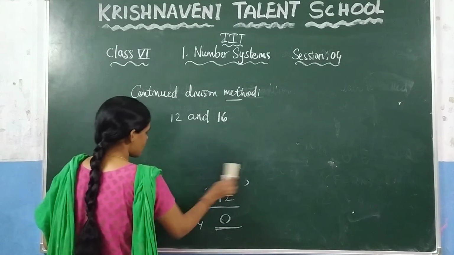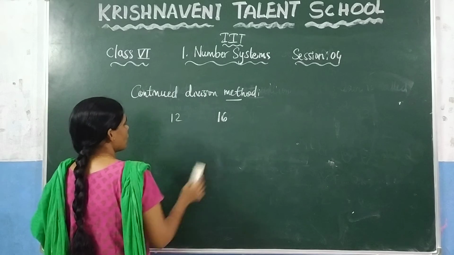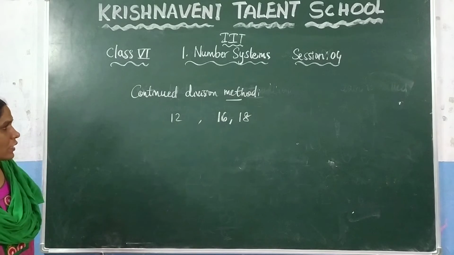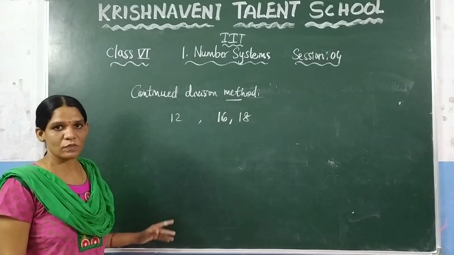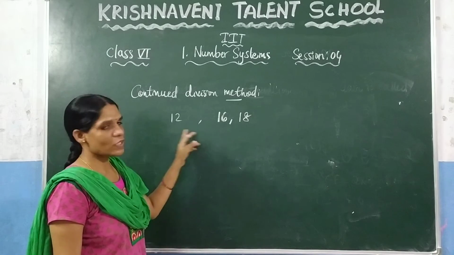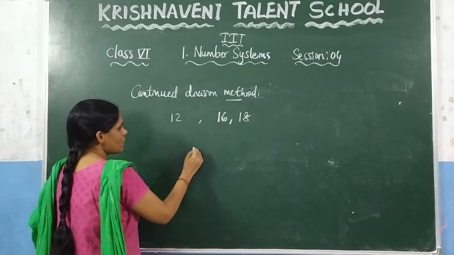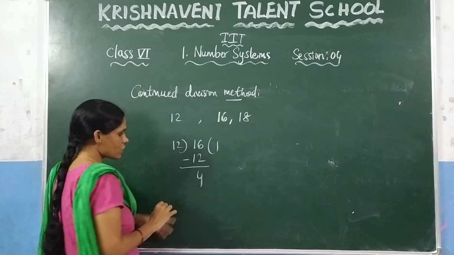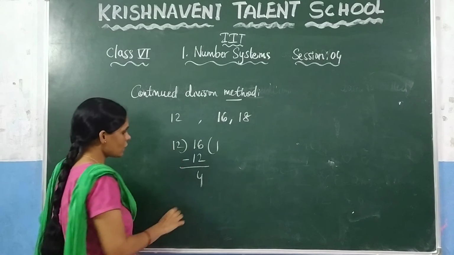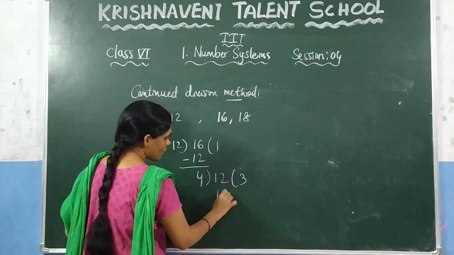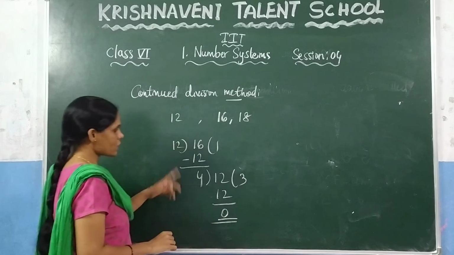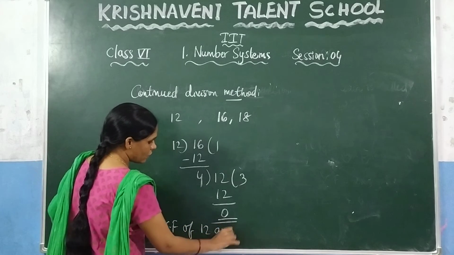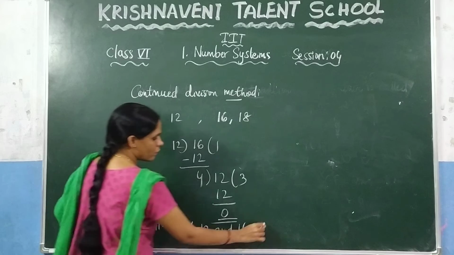Now see it here, if you consider 3 values, let us consider 12, 16 and 18. If you want to find the HCF of these 3 numbers by using the continued division method, let us consider the first 2 values first. The greatest number is 16, and 12 ones are 12, you are getting the remainder as 4. Since the remainder is not 0, you need to divide these 2 values until you get the remainder as 0. So the HCF of 12 and 16 is nothing but the last divisor here, which is 4.